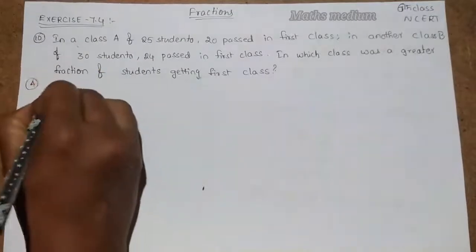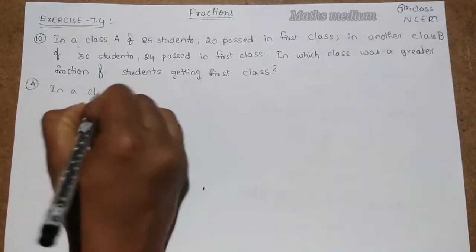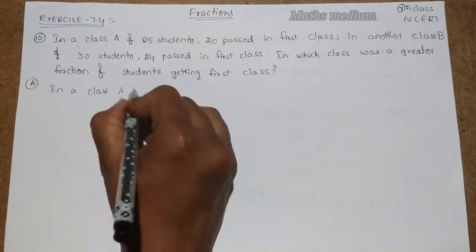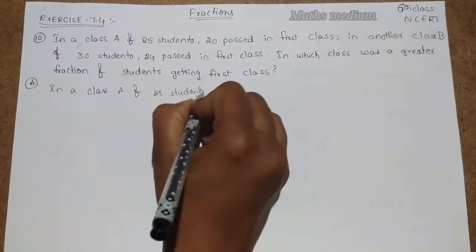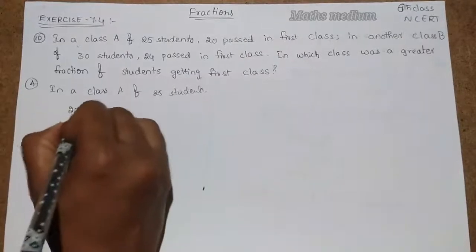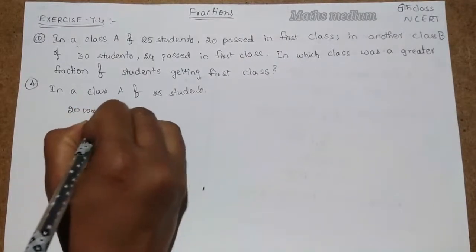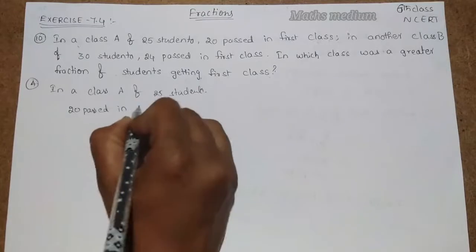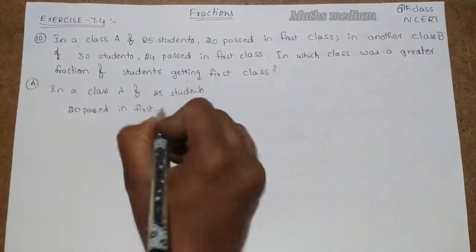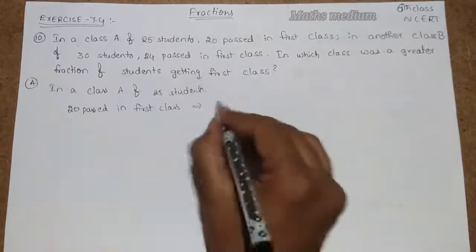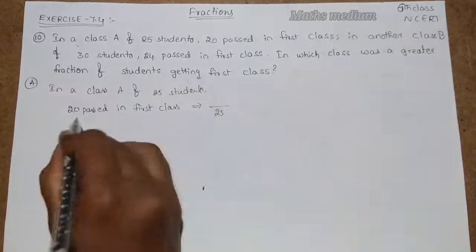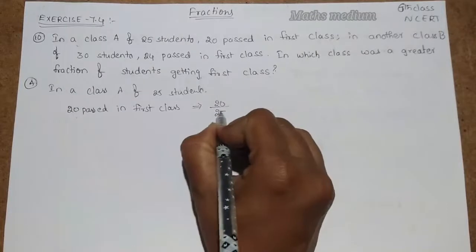So in a class A of 25 students, 20 passed in first class. So how are we going to represent it? This is 25, 20 members. So this is the representation of the fraction, 20 by 25.